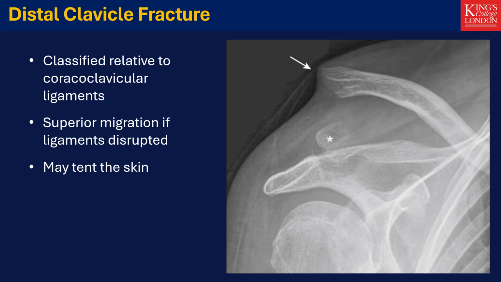Distal clavicle fractures are classified according to their relationship to the corticoclavicular ligaments. When these ligaments are disrupted, the proximal fragment migrates superiorly. This image demonstrates elevation and skin tenting. These injuries are unstable.